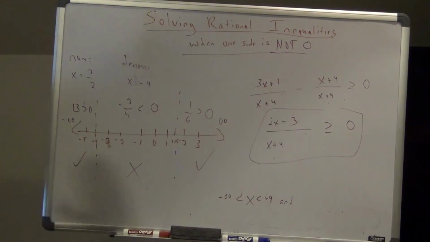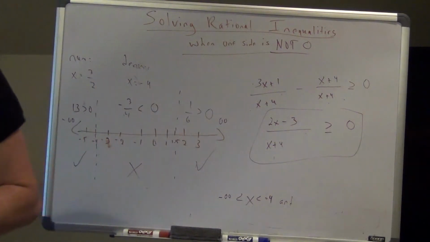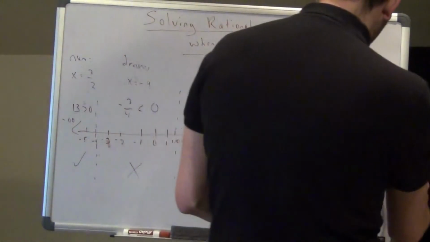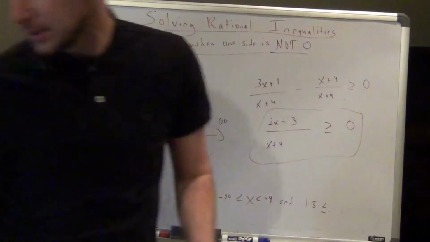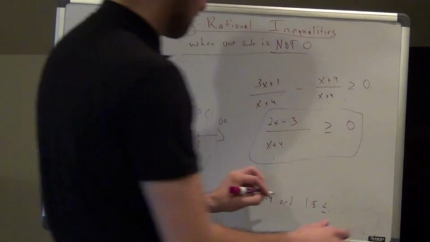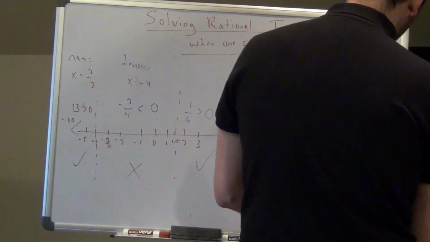So x is going to be everything between negative infinity and negative 4, so everything from negative 4 down. And I'm going to have x is going to be less than or equal to 1.5 and less than infinity.